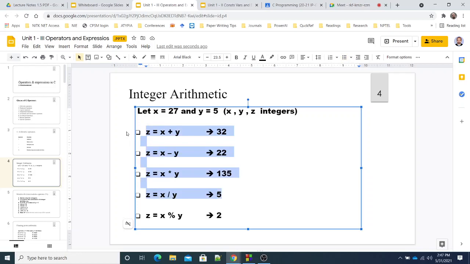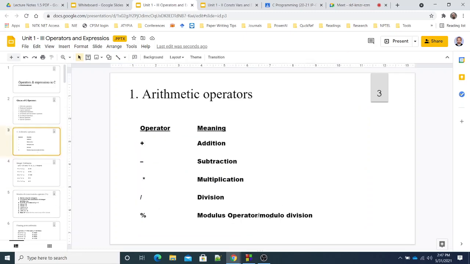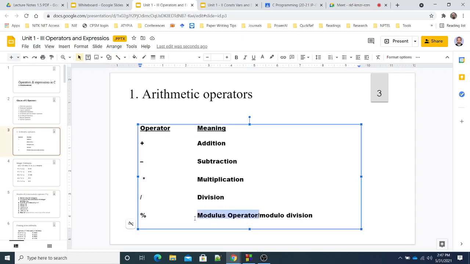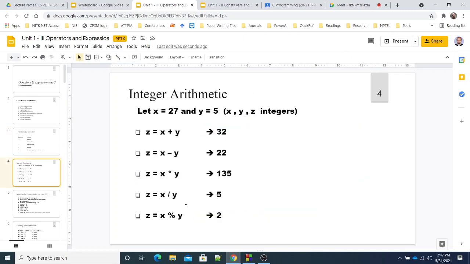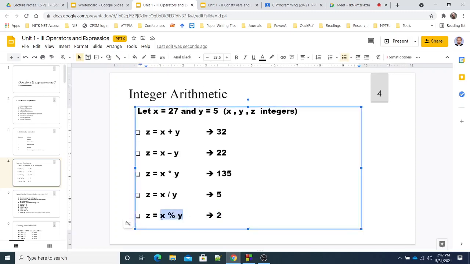Okay, so these are the familiar operators, and we have the fifth arithmetic operator, called the modulus operator, or remainder operator, or modulo division. Can anyone tell what it is giving? When x is 27 and y is 5, the result I got is 2. So what can you guess x mod y is? I will read it as x mod y. What is the result?